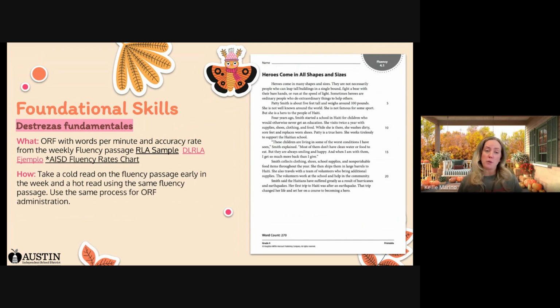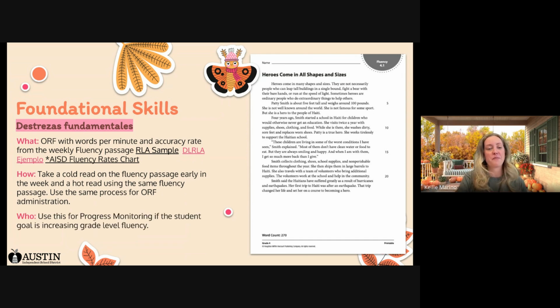I would take a cold read on the fluency passage early in the week, the earlier the better, right, before they've seen it at all, and then a hot read using the same fluency passage later in the week. And they don't need to read the whole thing. You would use the same rules, right? 1 minute read, stop, count it up.